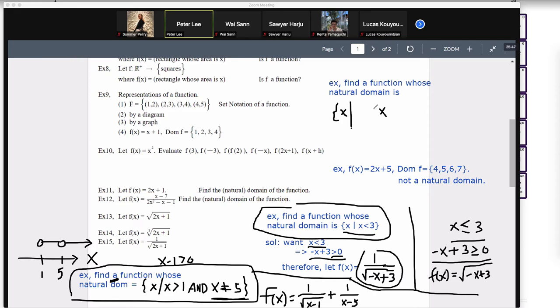x is between 2 and 3, less than 3, and okay, the end. How about make it 8? No. You know what? Let me rewrite this here. 8, and x is not 7.